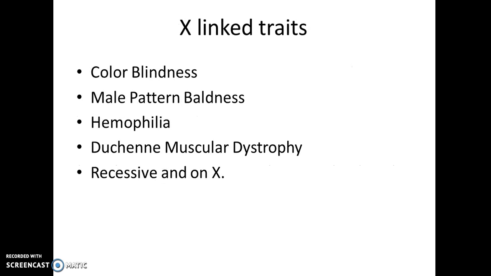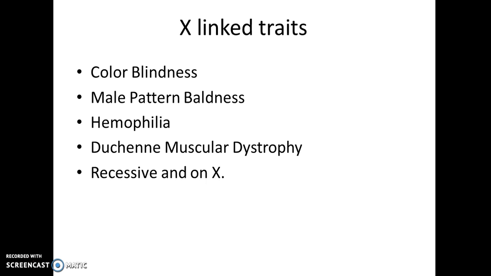So some examples. Here are four examples of common X-linked traits. For example, color blindness, and we're specifically talking about red-green color blindness. These individuals cannot distinguish between red and green. It looks like it's gray to them. That's why they have those little colorblind test things.